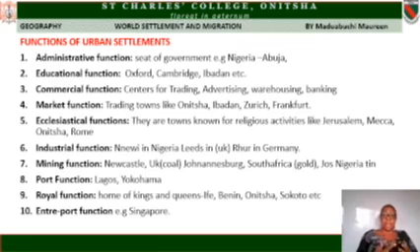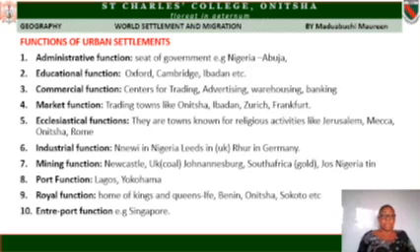Example, the capital of Nigeria is Abuja. Ghana, Accra. Two, educational functions. Most high institutions are located in urban areas. Example, Cambridge, Oxford, Ibadan. They are all urban areas. Three, commercial functions, centers for trading, advertising, warehousing, banking.